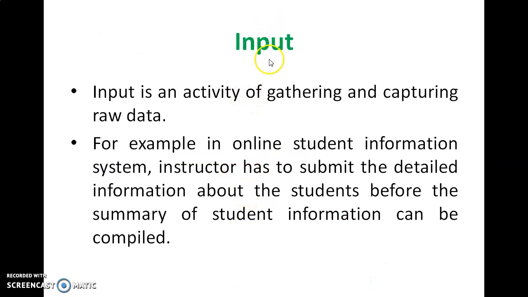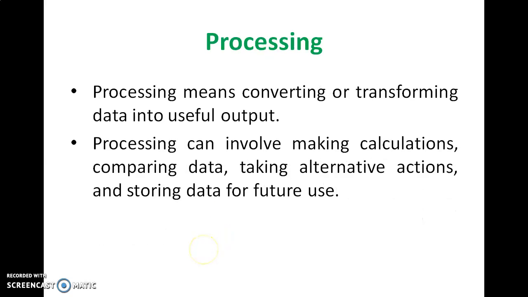First one is input. Input is an activity of gathering and capturing raw data. For example, in an online student information system, the instructor has to submit the detailed information about the students before a summary of the student information can be compiled. So you need to have every detail of all the students before a summary is created.